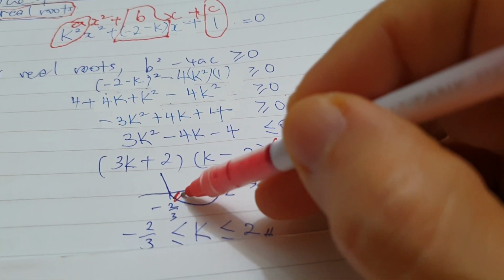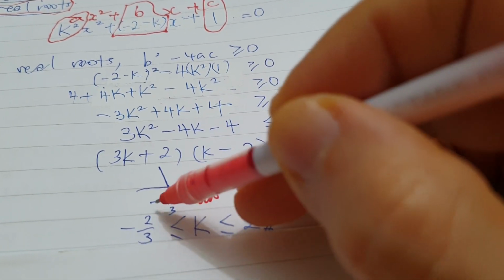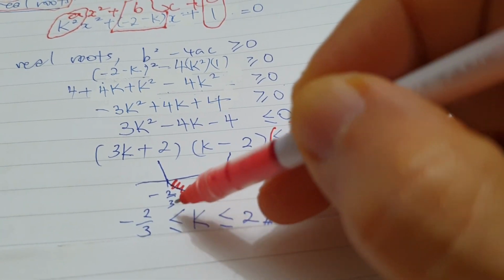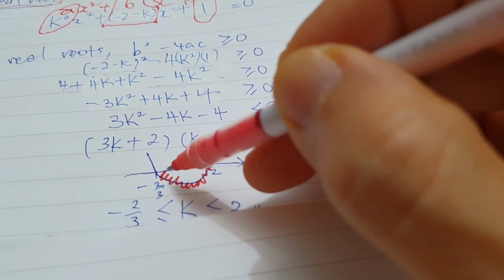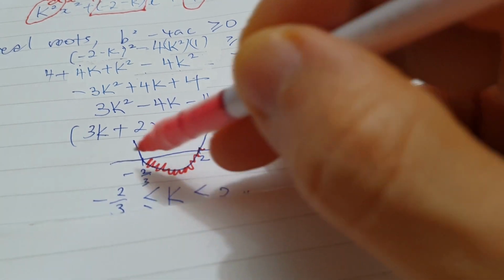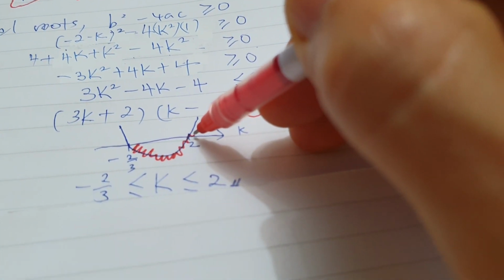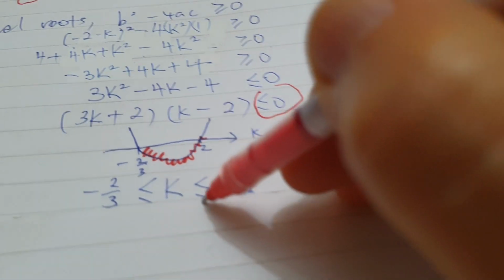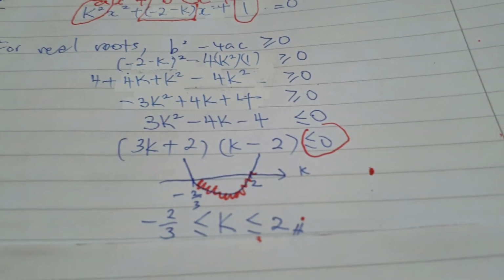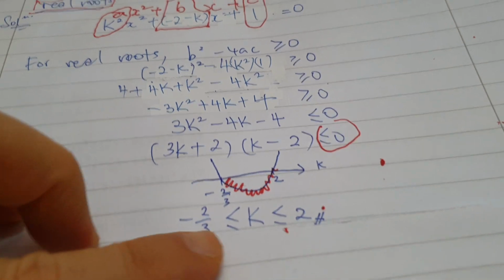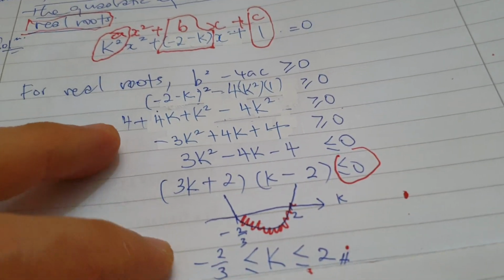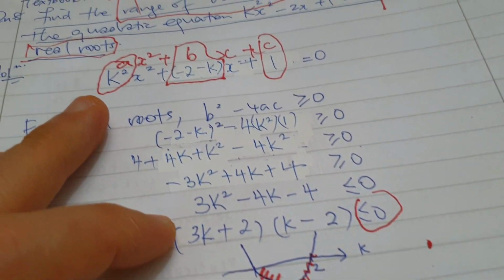So they want this part here, which means they want all the k values from minus 2 over 3 all the way to 2. They don't want anything less than minus 2 over 3. They don't want any k value more than 2. Okay, so this is your answer. But if you look back at the question, you must always check the question. Does this satisfy the condition?